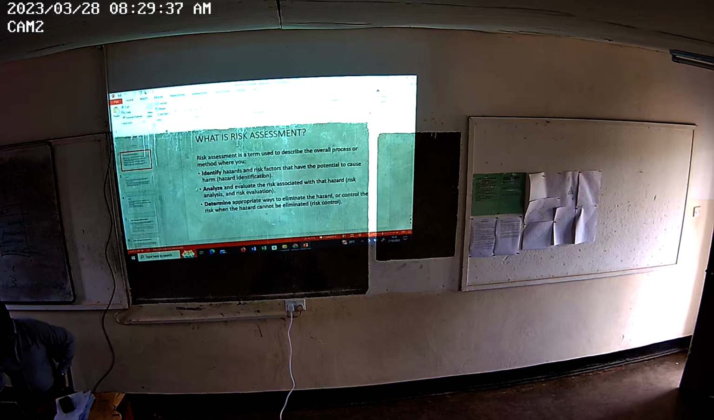Alright, so in analyzing these risk hazards, you are supposed to categorize them. There are low risks, medium risks, and high risks. From the examples we gave, which one do you think is the high risk? Fire. And why?